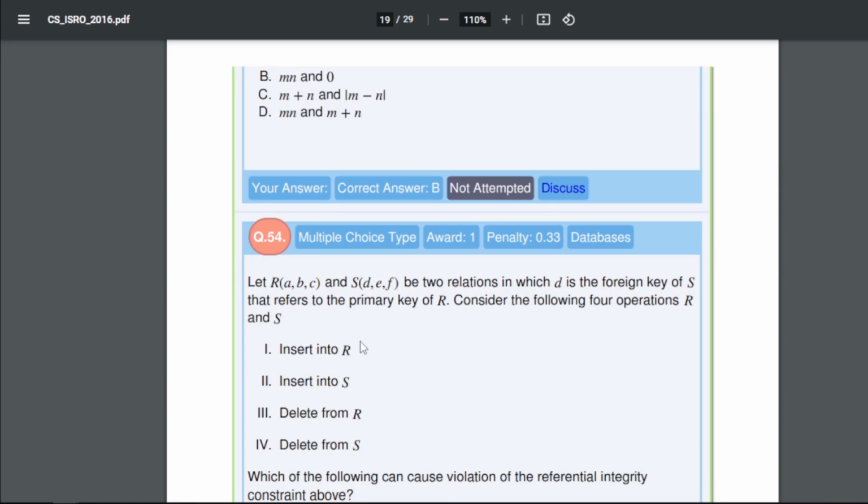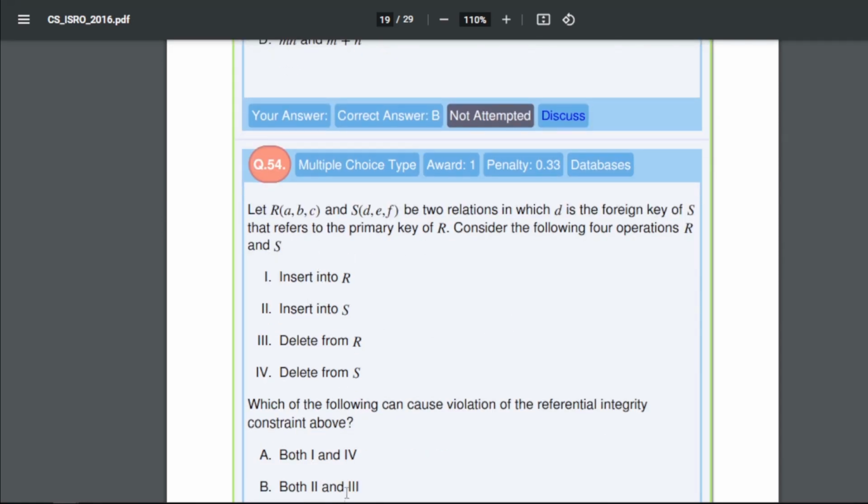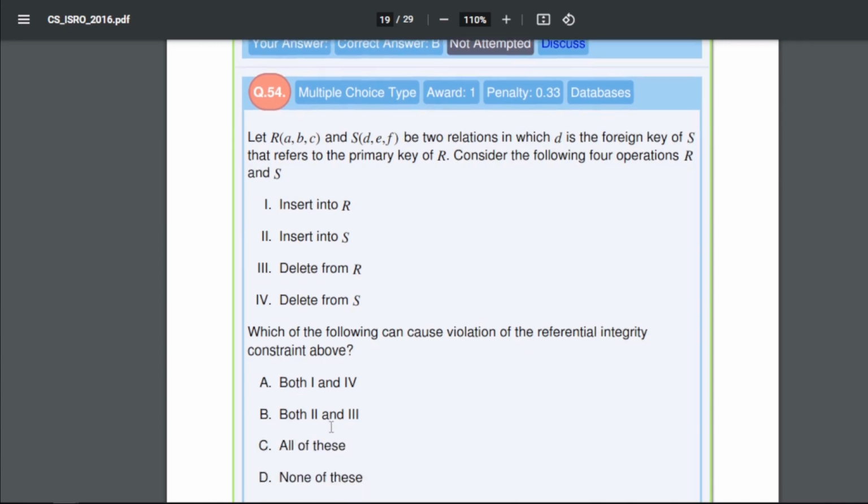Now question number 54 is: let R(A, B, C) and S(D, E, F) be two relations in which D is the foreign key of S that refers to the primary key of R. Consider the following operations on R and S. So for 54 what will be the answer? It is asking which of the following can cause violation of the referential integrity constraint above.